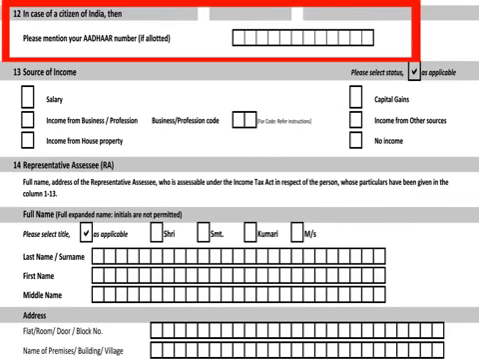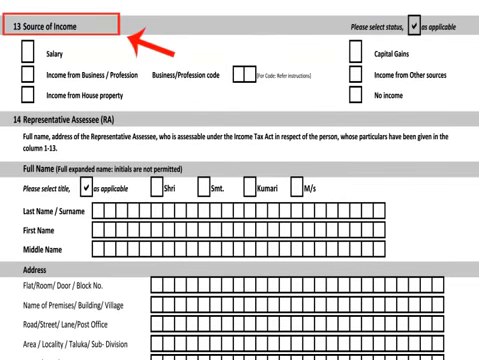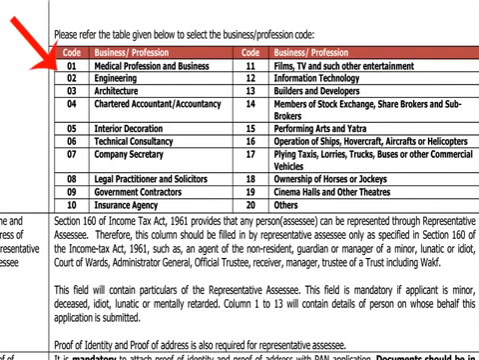Item 12. Citizens of India must enter their Aadhaar number if allotted. It should be supported by a copy of Aadhaar card. In item 13, applicants must indicate their source of income using a business or a profession code. These codes are available on page 3 of the form. Example, medical profession and business code is 01, engineering is 02.